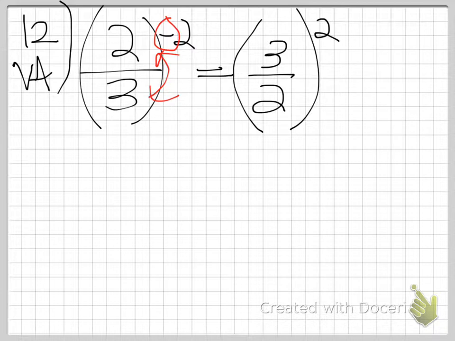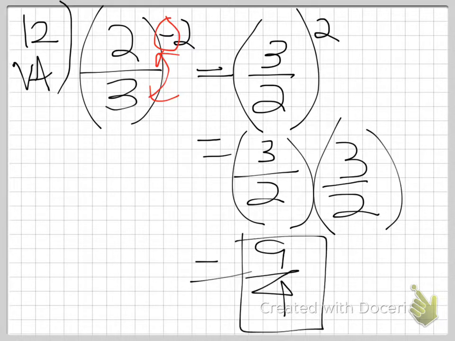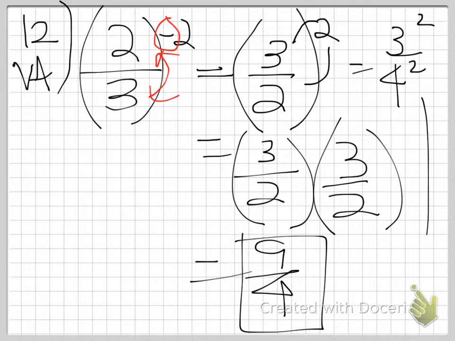Now, what's 3/2 squared? That's 3/2 times 3/2, which is 9 over 4. Or you could have done a shortcut where you square the top and square the bottom, so it's 3 squared over 4 squared, which again is 9 over 4.